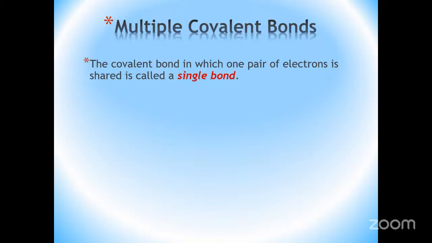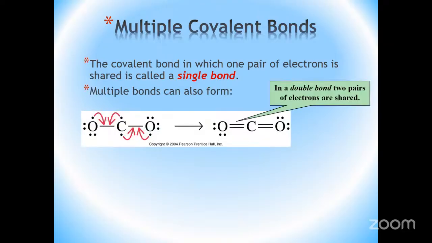So in all the examples that we have looked at so far, you have only one pair of electrons being shared between two atoms. But you can also have a situation where you have, for example, two pairs of electrons being shared between two atoms. That is illustrated in the case of carbon dioxide right here, where between the carbon atom and each oxygen atom, you have two pairs of electrons being shared. So we call this a double bond.